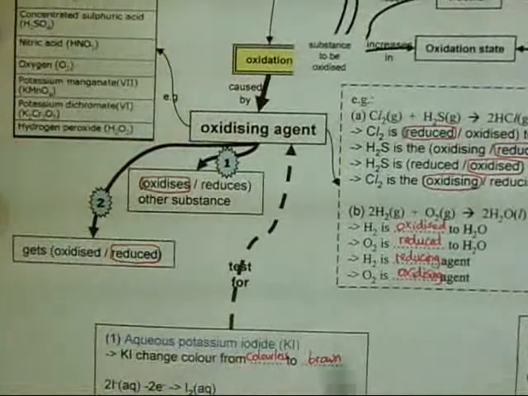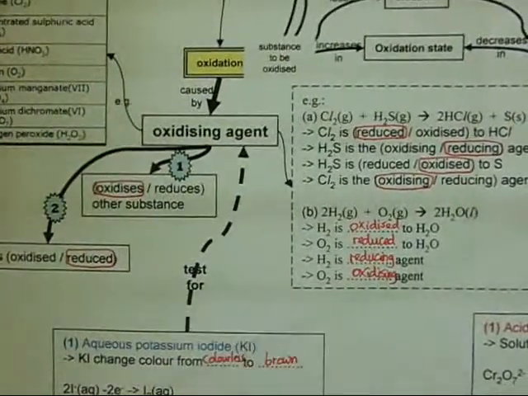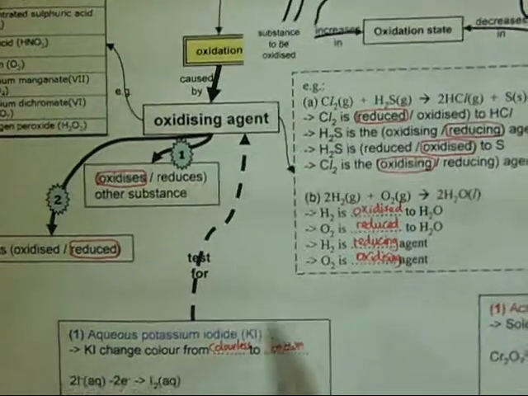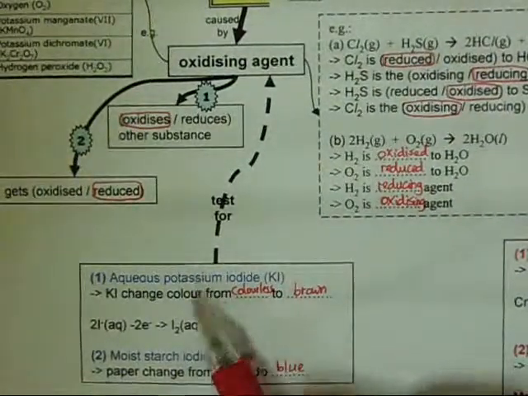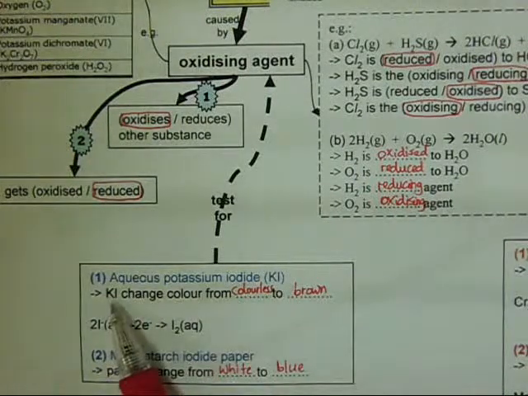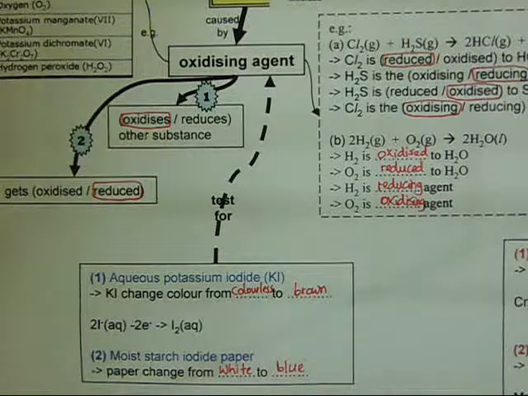Now let's look at the test for oxidizing agent as well as the test for reducing agent. In order to test whether a chemical is an oxidizing agent, we basically can make use of these two chemicals. Okay, aqueous potassium iodide or KI. This KI is colorless. When the color of this chemical changes to brown, that means whatever chemical you test is the oxidizing agent.